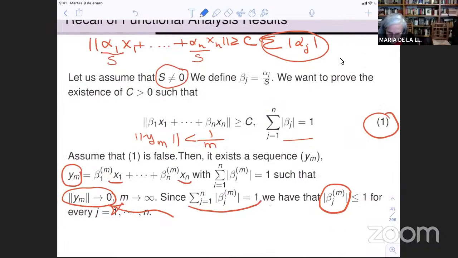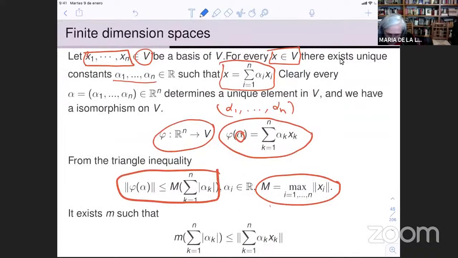So what we get is that in a finite dimensional space, this is the C of the lemma, okay? So this small m is the C of the lemma. So what we get is that we have equivalent norms, okay? So in a finite dimensional space, every norm that you can give is equivalent, okay? So this point is very important.